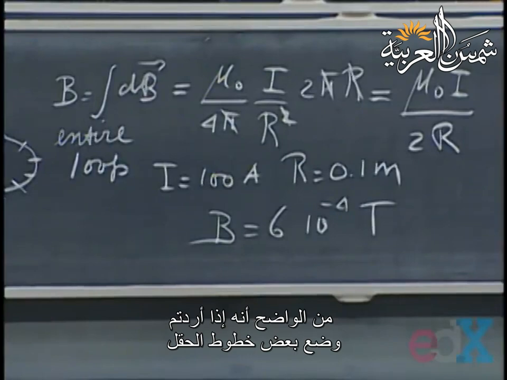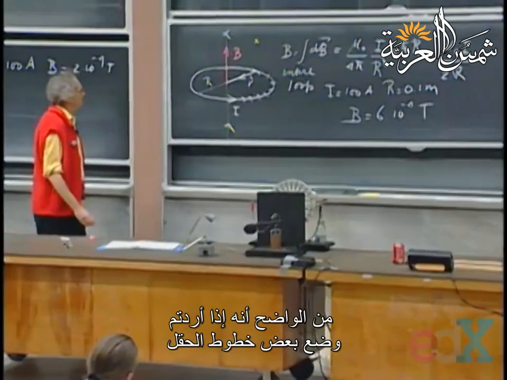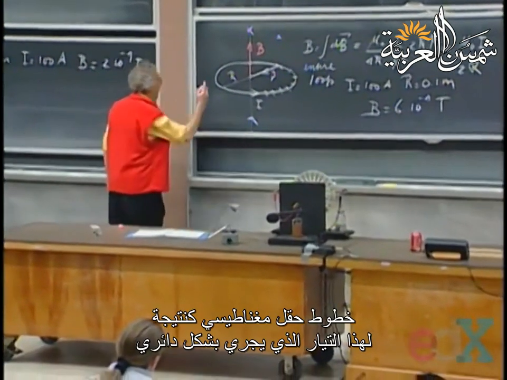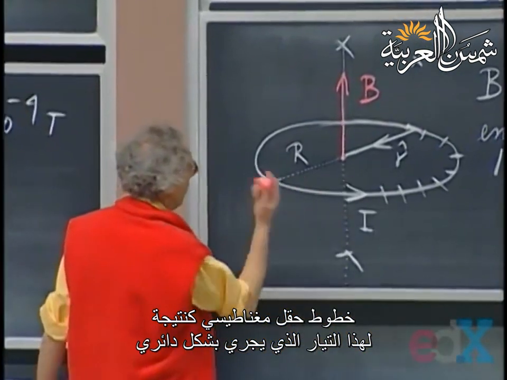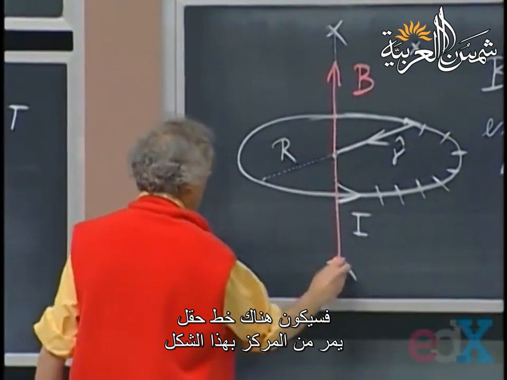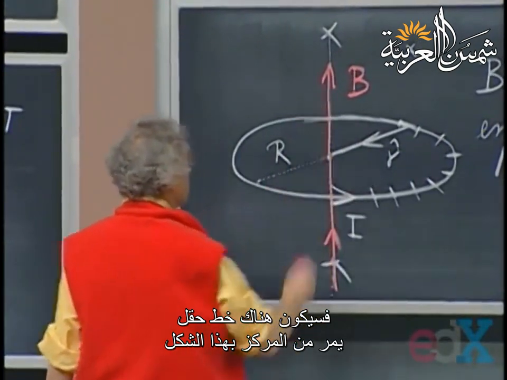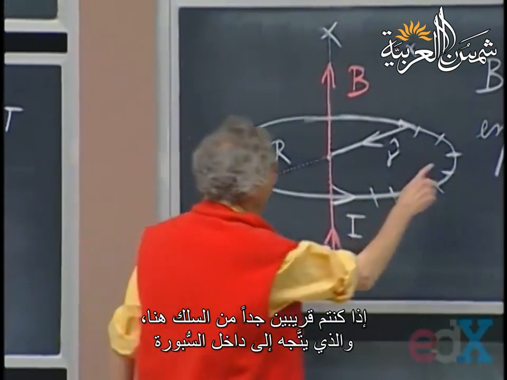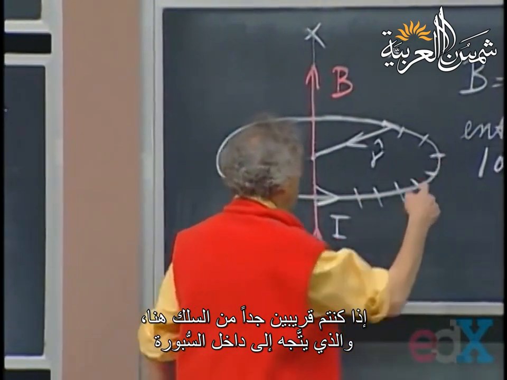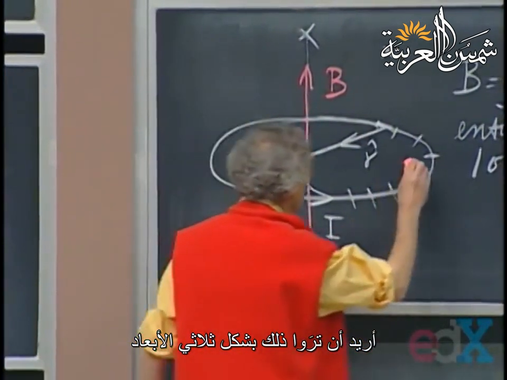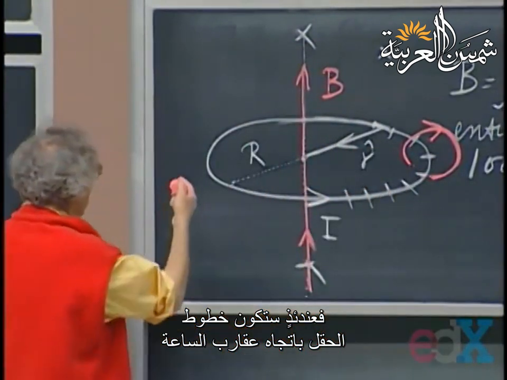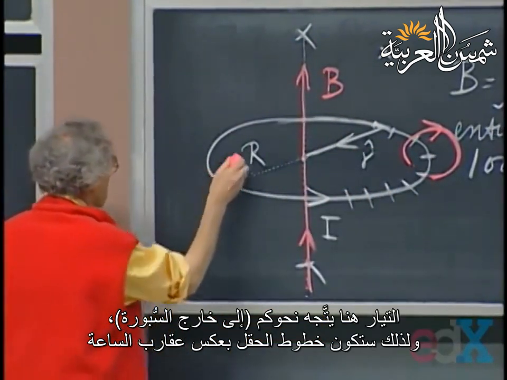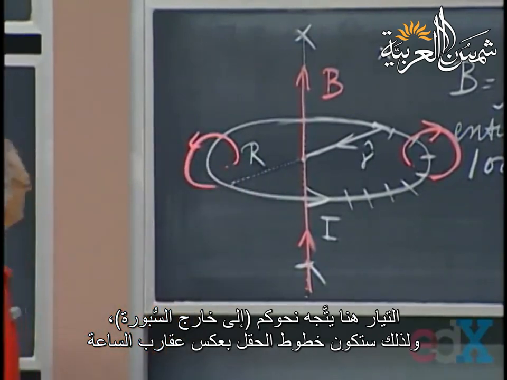It's clear that if you want to put in some magnetic field lines as a result of this current going around in a circle, that through the center there would be a field line like so. If you're very close to the wire here, which goes into the blackboard, I want you to see this three-dimensionally, then a magnetic field would go like this, clockwise. Here the current comes to you, so it would be counterclockwise.